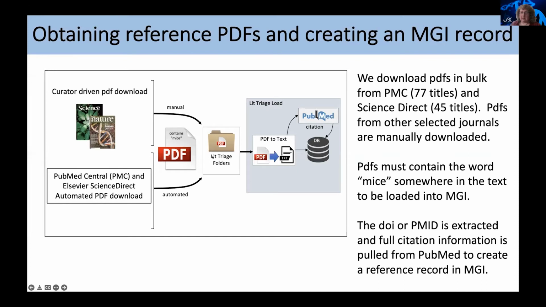We then take these PDFs. They must contain the word mice somewhere in the text to be loaded to MGI. And we extract the text out of the PDFs. I'll get to that more in a moment. The DOI or the PubMed ID is extracted, and the full citation information is retrieved from PubMed to create a reference record in MGI that's associated with the PDF and the extracted text. So that's now automated.